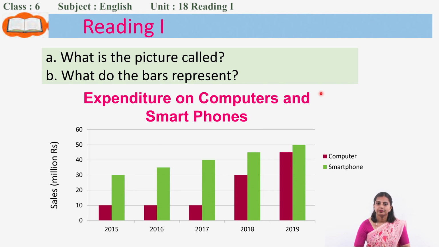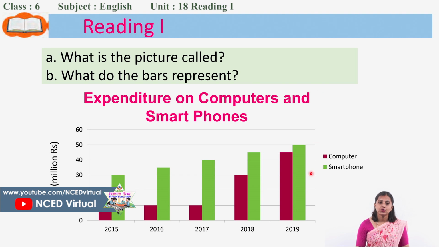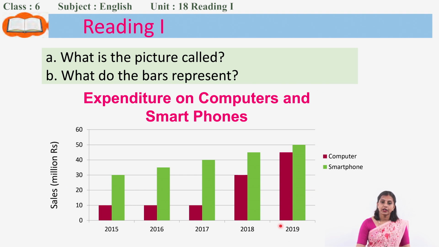Which year? Highest one. Great, yes, it's 2019. You see, even the smartphone sales and the computer sales are at the highest point. For the smartphone, what was the amount of money spent? Yes, it's 50 million. And the computer? Yes, it's 45 million, in the middle of 40 and 50.